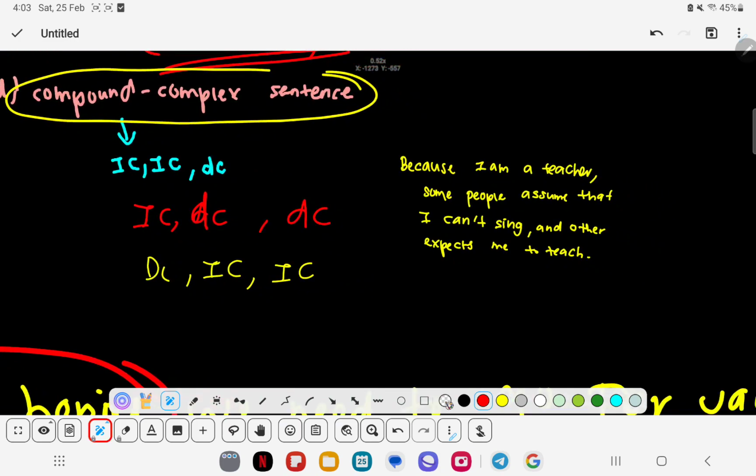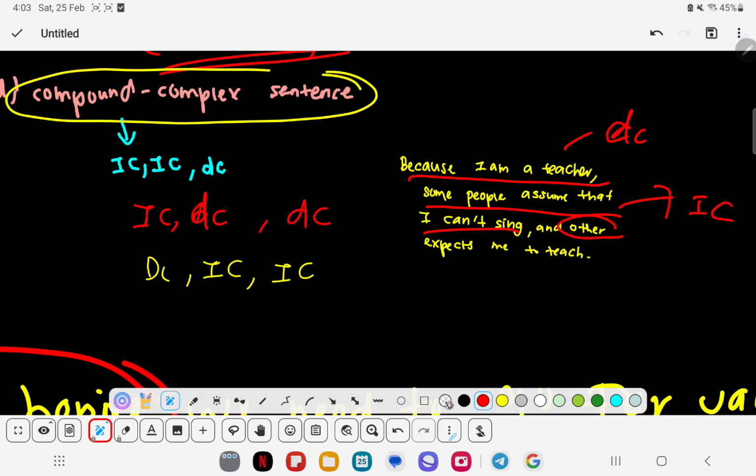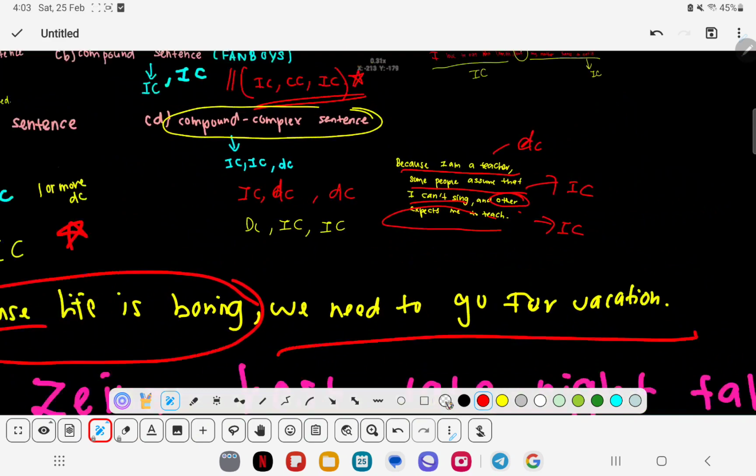Here, you can see, because I am a teacher, this is DC. And then we have some people assume that I can't sing. It is a complete sentence, so IC. And others expect me to teach. As you can see, others expect me to teach is IC. Alright, it's IC. That is a compound complex sentence.